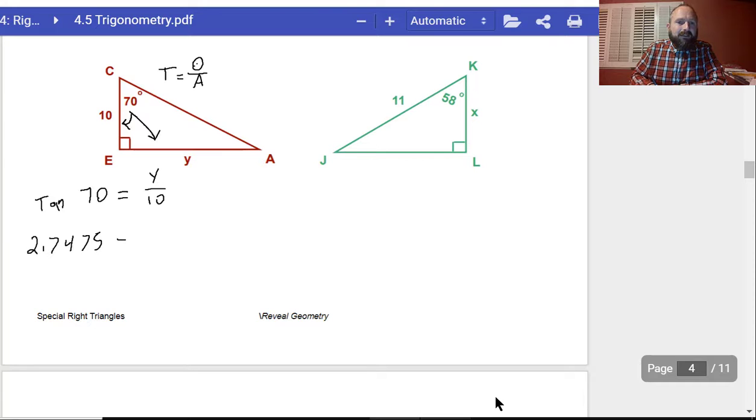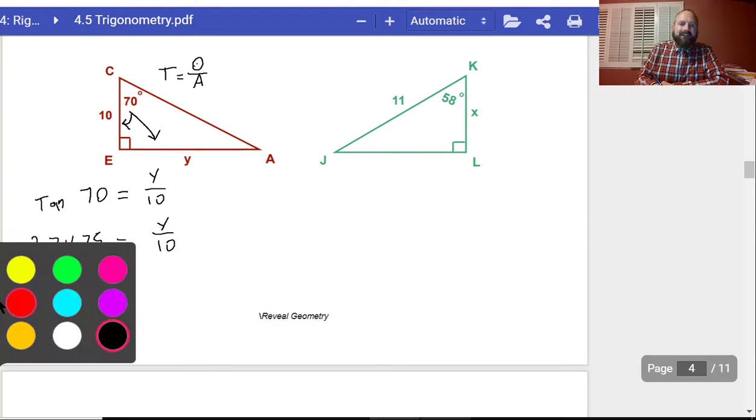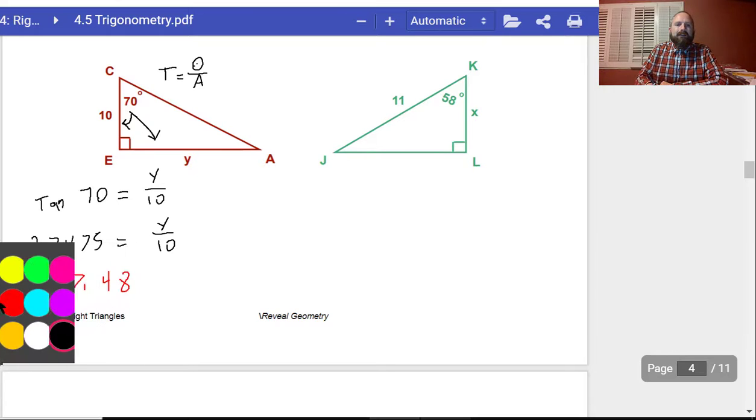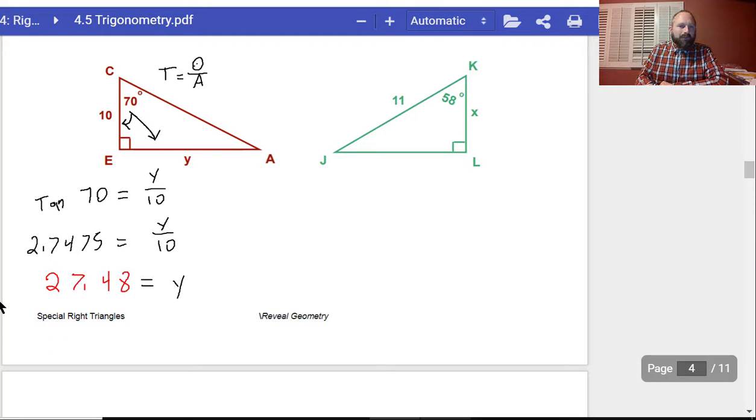2.7475 is equal to y divided by 10. And then multiply by 10. I don't need to use a calculator on this. I just multiply by 10, and I know that the answer should be 27.4, and I'll round this up. 8 is equal to y.